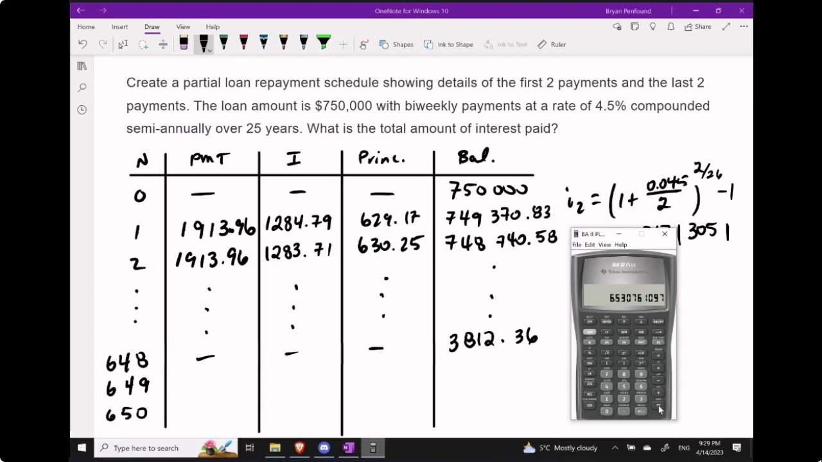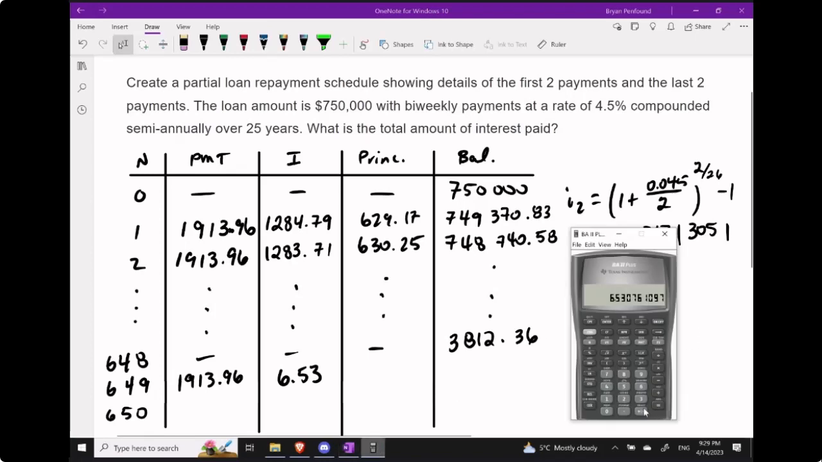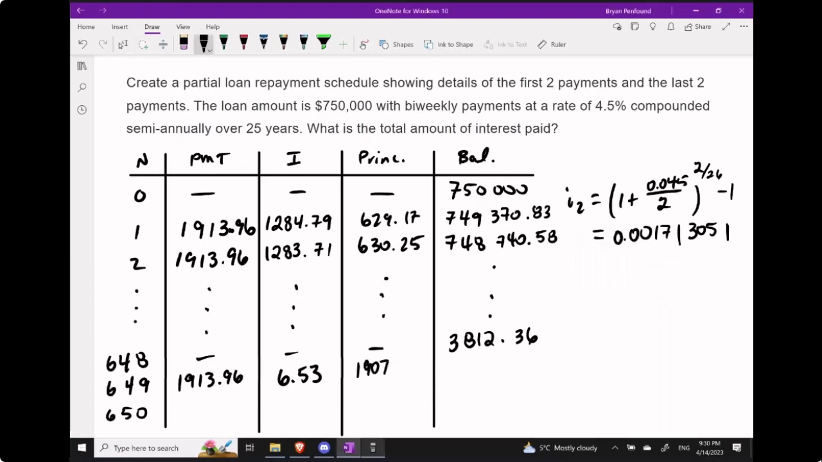That's going to give me the interest portion that we need to charge at row 649. So we need about $6.53 in interest here. If we were to take that value and subtract it from our $1913.96, we should get the principal portion going to pay down that loan, which is $1907.43.